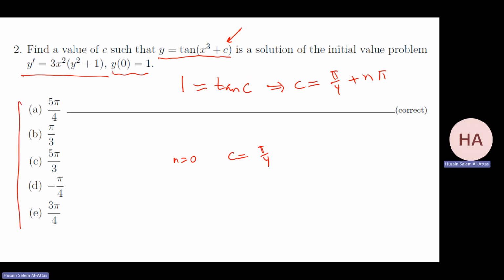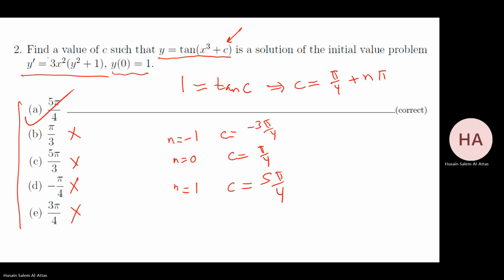Is it there? No. If n equal minus 1, C is what? Pi over 4 minus pi, which is 3 pi over 4 negative, which is not there. If n equal 1, C will be 5 pi over 4, which is there. So this will be the correct. The rest, they are not here. All of these are wrong. So you have infinitely many values of C, but which was the right one? One of them. Find a value of C. One value of C. You have infinitely many C's.